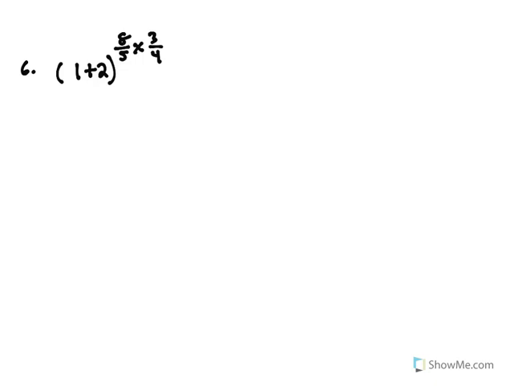Okay, so 1 plus 2 in parentheses raised to the 8/5 times 3/4 power. Okay, well, you notice that the parentheses are 1 plus 2, so we could probably go ahead and simplify that as 3, okay, to the 8/5 times 3/4 power, okay? And then now we just have to perform the operation of these two.